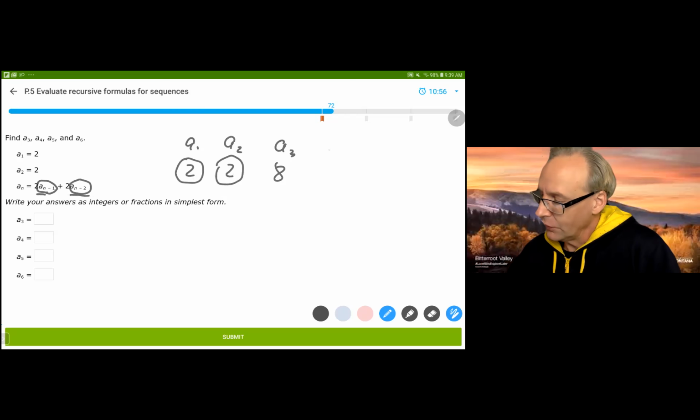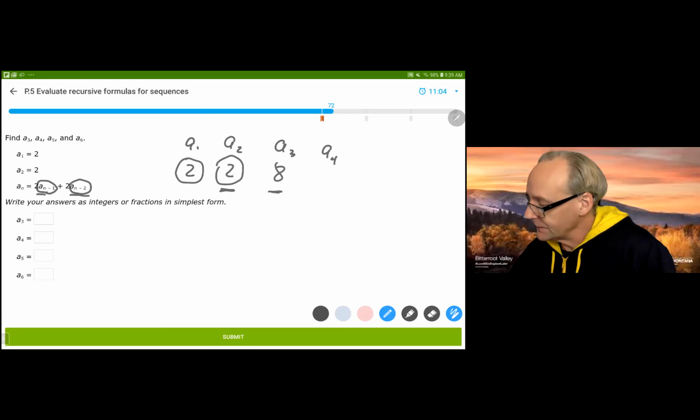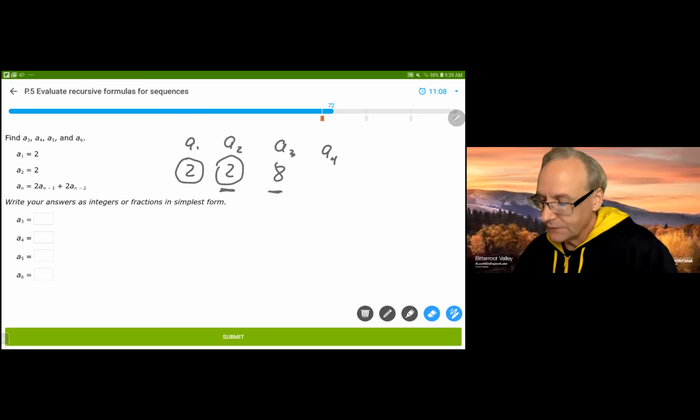Now to get to A4, I have to take this one and multiply them both by 2 and add them together. That's what this thing is saying. Look right here. It looks really, really confusing if you look at it. But think about it. It says to get to An, take the one before and multiply it by 2, take the one 2 before and multiply it by 2, and add them together.